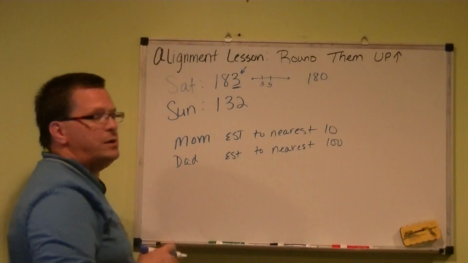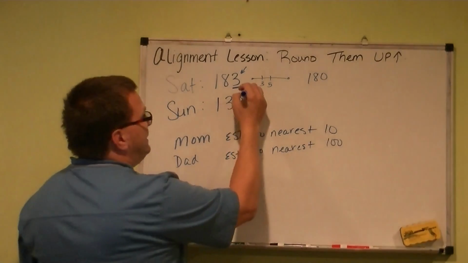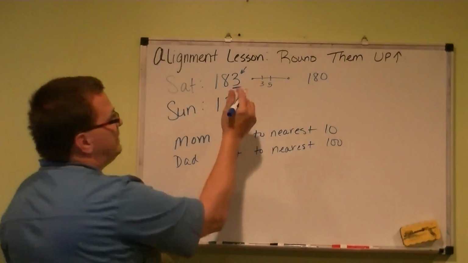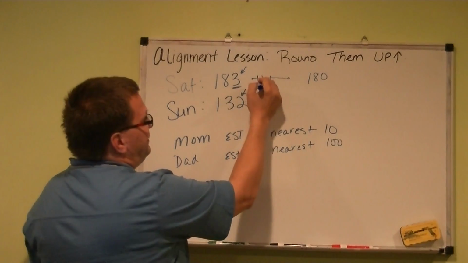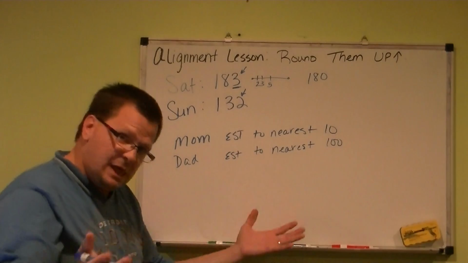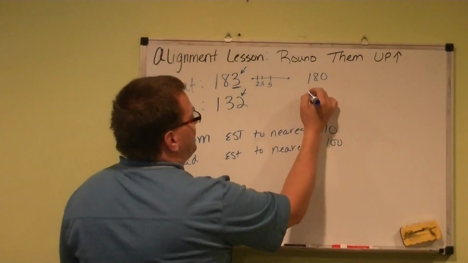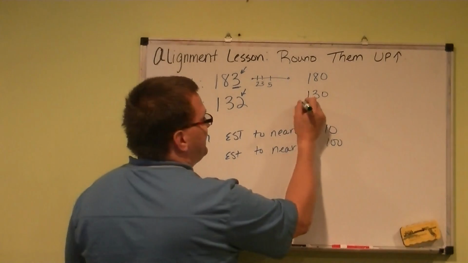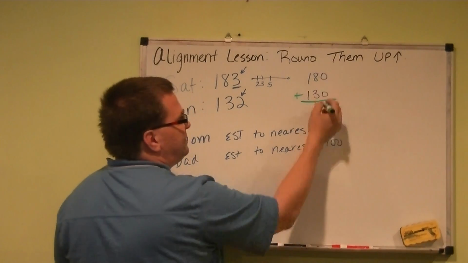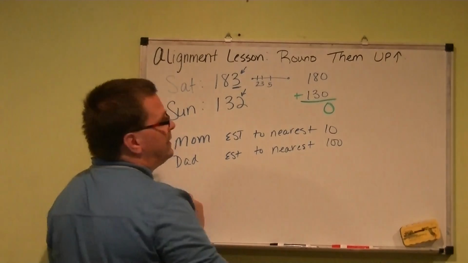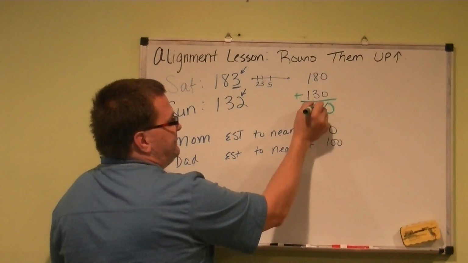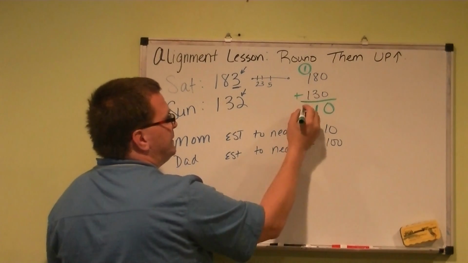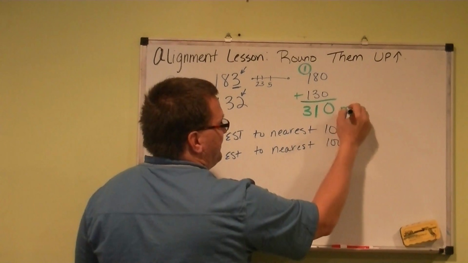And then we're going to look at 132. Again, we're only looking at the one spot. We can use the same number line up here. That's over here. It's 4 and below. So we're going to let it go. So that one's going to equal 130. We're going to go ahead and add these two numbers together for mom. 0 plus 0 is 0. 8 plus 3 is 11, and we're going to regroup our 1. 1 plus 1 plus 1 is 3, so 310, and we can say miles.